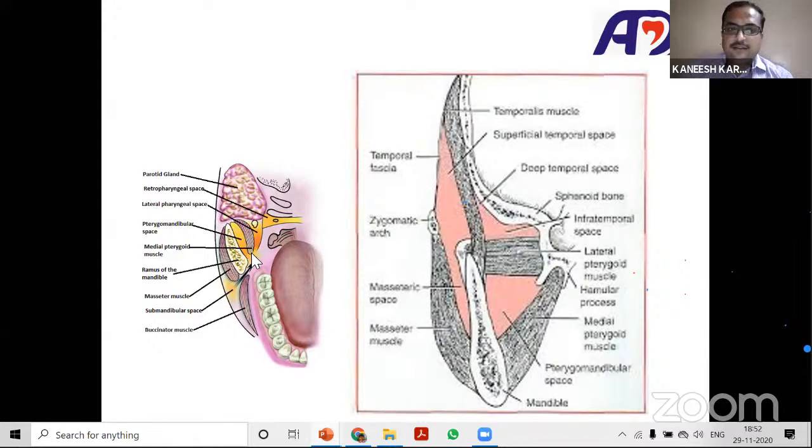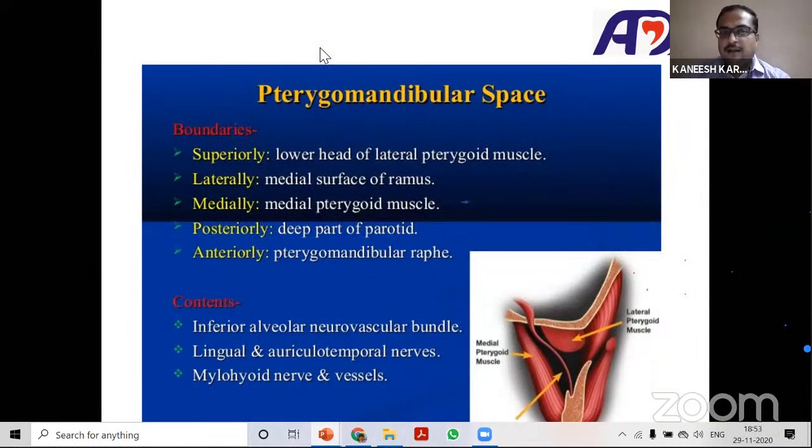See here, this is the pterygomandibular space, and these are the other spaces. This is the superficial temporal space, this is the masticator space, this is the infratemporal space. Superiorly lateral pterygoid, laterally medial surface of ramus, medially medial pterygoid, M for M, and posteriorly parotid gland, anteriorly pterygomandibular raphe.